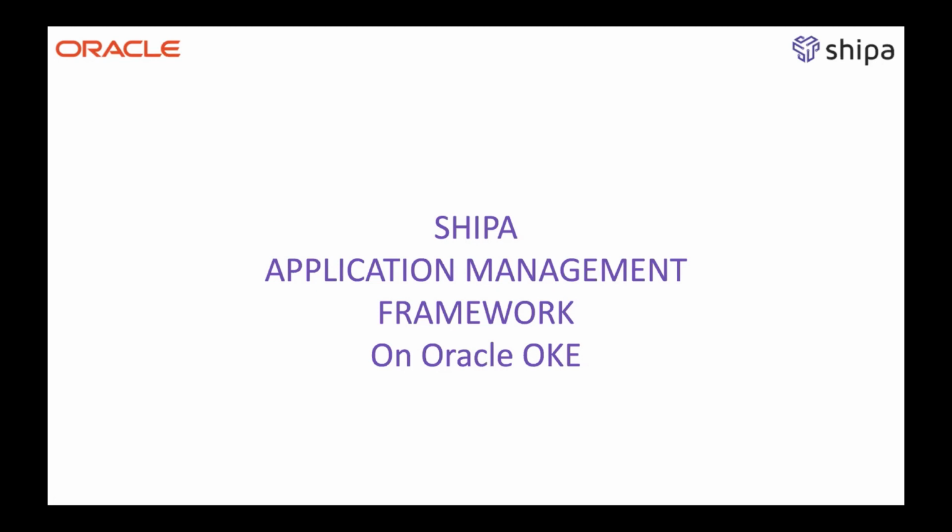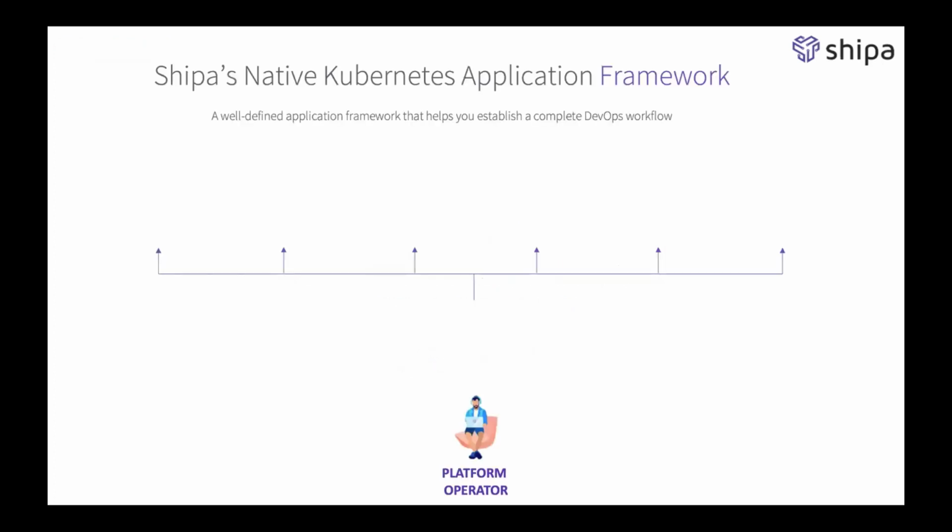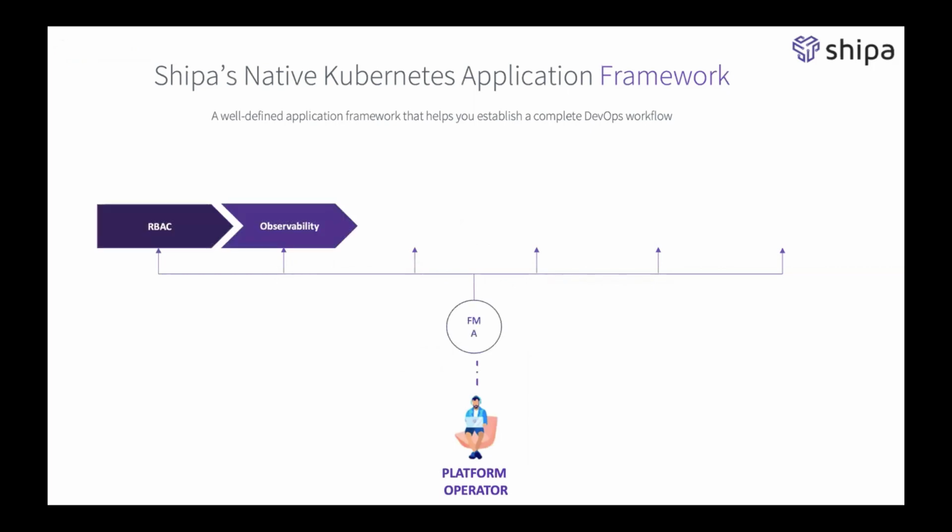How Shipa works is it works different than a PaaS, right? As Henrik mentioned, Shipa didn't try to build a platform as a service. We don't want to lock you down into one vendor, one cloud, and so on. But we wanted to make sure Shipa is an application management framework that can fit on top of Kubernetes and OKE.